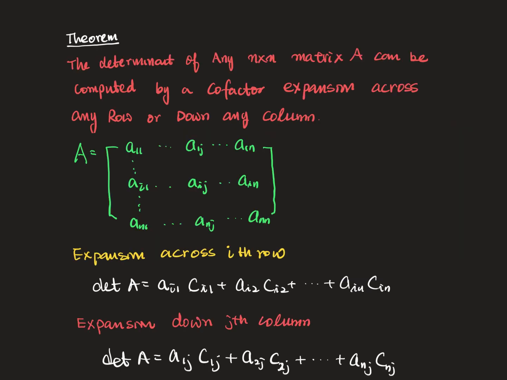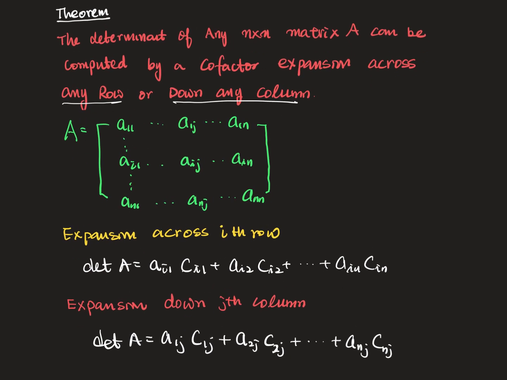With cofactor expansion, we have a really powerful theorem. How can we compute determinant A? We've been using the first row, but this theorem says you can use any row or any column to do the cofactor expansion. So this theorem gives a lot of freedom. You can use any row, any column to compute determinant A.